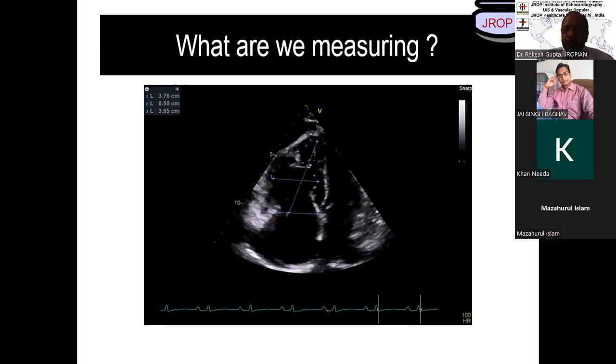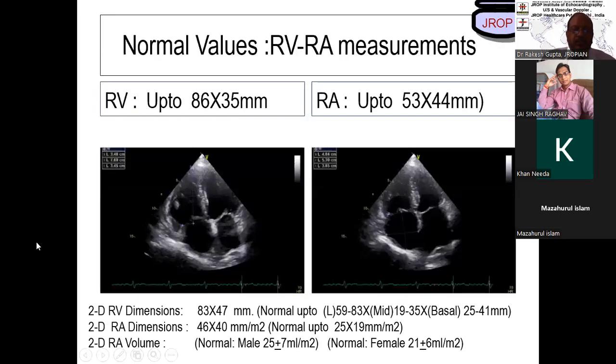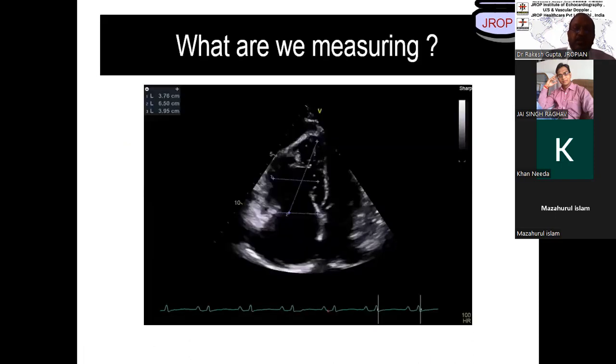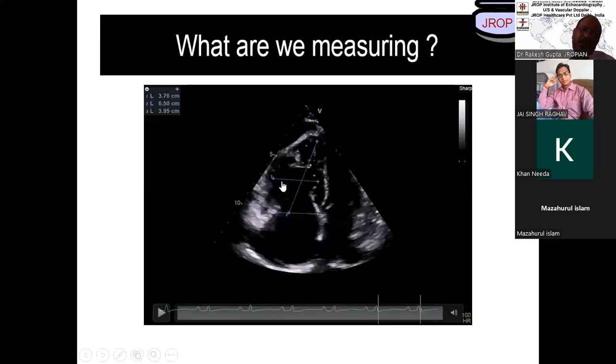I am not sure, sir. So you have to remember the dimensions. 83 into 47, that's the long axis. 59 to 83, mid segments. Then basal segments. So you have to remember all these segments to talk about long axis and short axis. This is long, this is short, this is annulus diameter.